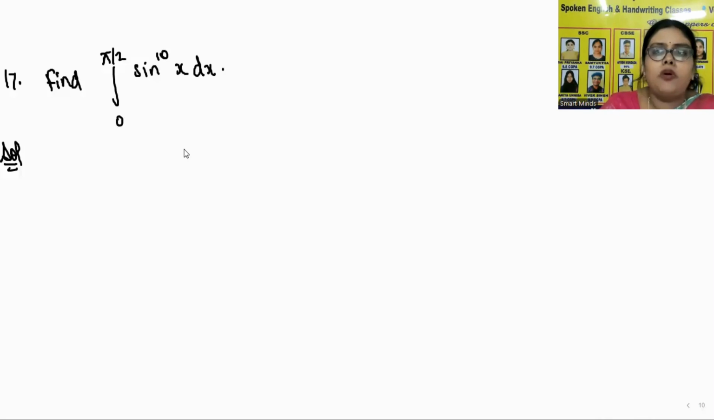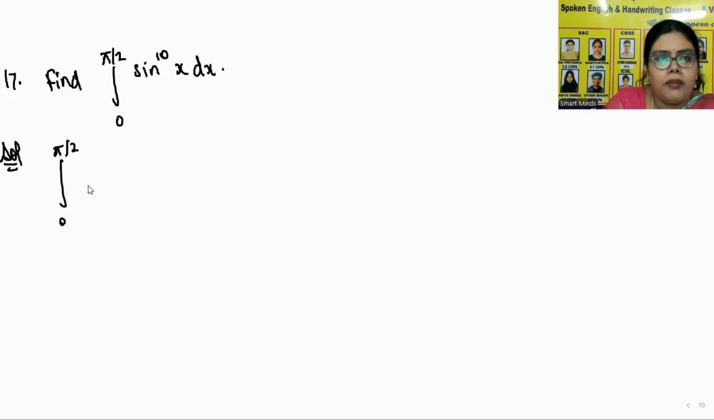Now take the next model. Next question. Find integral 0 to pi by 2 sine power 10x dx. So for such type of problems, whenever the limit is 0 to pi by 2 and the question is sine power nx dx or cos power nx dx, then we have a direct formula for this. So just take down that formula.